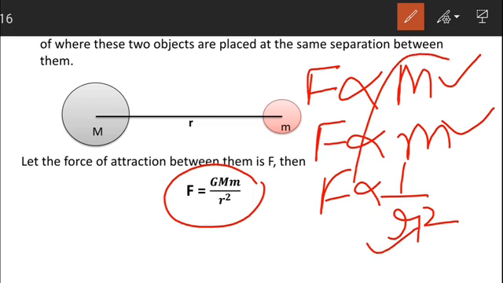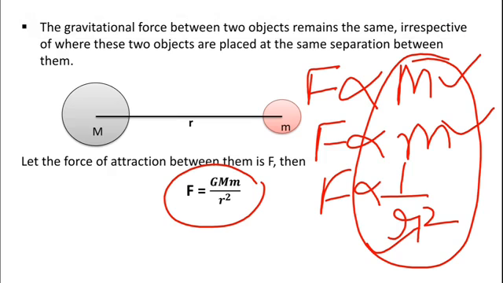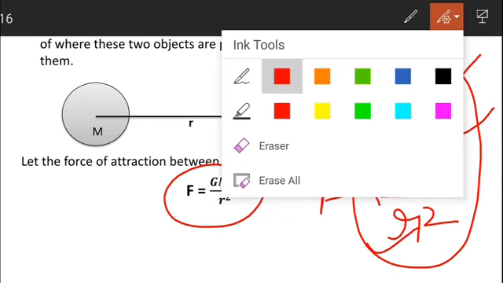So if all these three factors are constant, then how is the force going to change? So it is clear that the gravitational force of attraction between two objects remains the same wherever we take these two objects, keeping the separation between them the same. So I hope it is clear. Now let us move to the next slide.